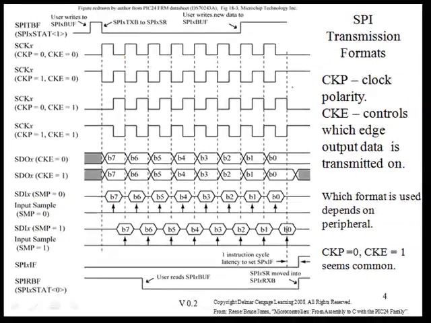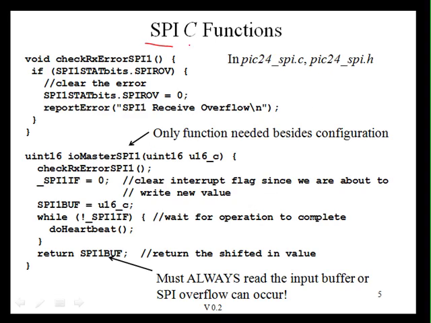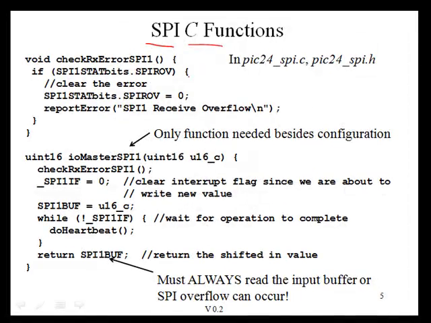The values for these bits, CKP, CKE, and SMP, depend totally upon what particular peripheral you're trying to talk to, and you have to read that peripheral's data sheet in order to know what values you should use for these bits. Using the SPI port via our C library function is very easy.